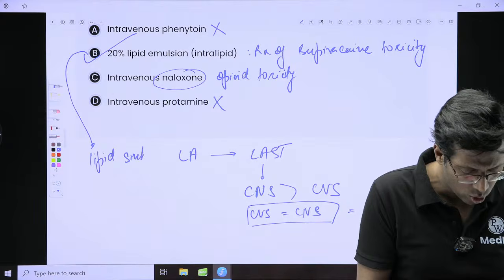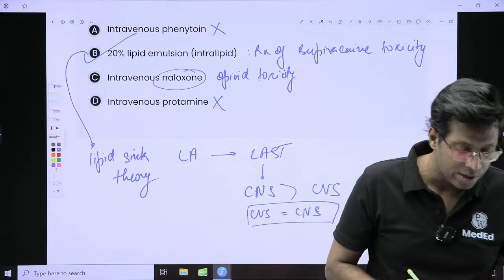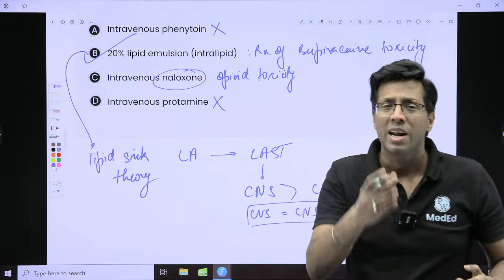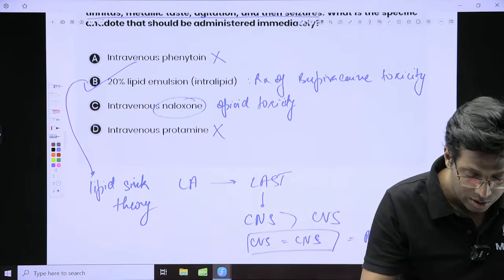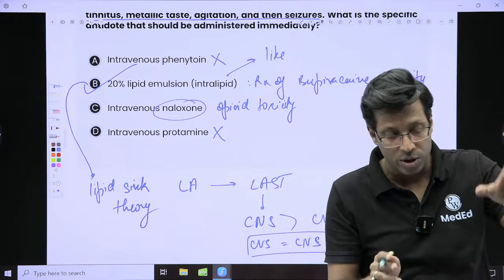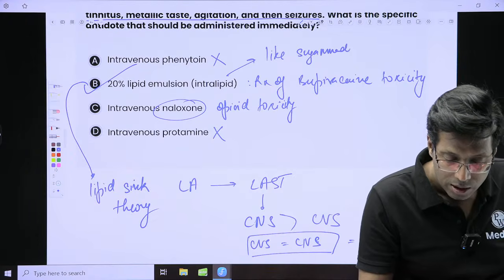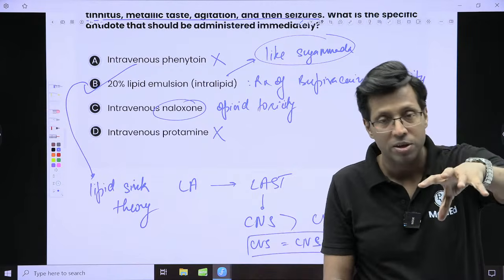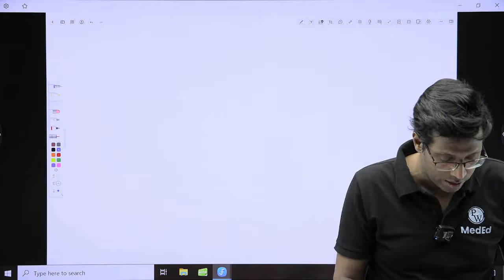You don't need to know so much details. But it's a lipid sink theory. It forms a sink where it collects all the lipids, deposits them, and takes it out. Like Sugamadex. Remember, this works like Sugamadex. No, it's not exactly the same encapsulation, but you can think in terms of like Sugamadex. Like Sugamadex takes hold of rocuronium, takes it away. Similarly, emulsion, this will catch hold of bupivacaine and take it away. All right, so that is what is used as a treatment.